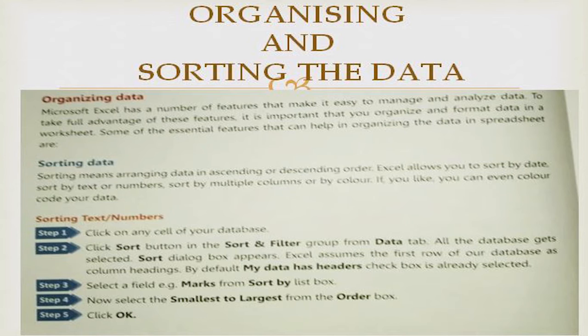Now how to sort the text or numbers? Click on any cell of your database. Now click on the Sort button in the Sort and Filter group from the Data tab. All the database gets selected. Sort dialog box appears. Excel assumes that the first row of your database is column headings by default. My data has headers check box is already checked. Select a field, for example Marks. Now select smallest to largest from the Order box. Click OK. Now have a look at your video to get a clear vision of what sorting is.